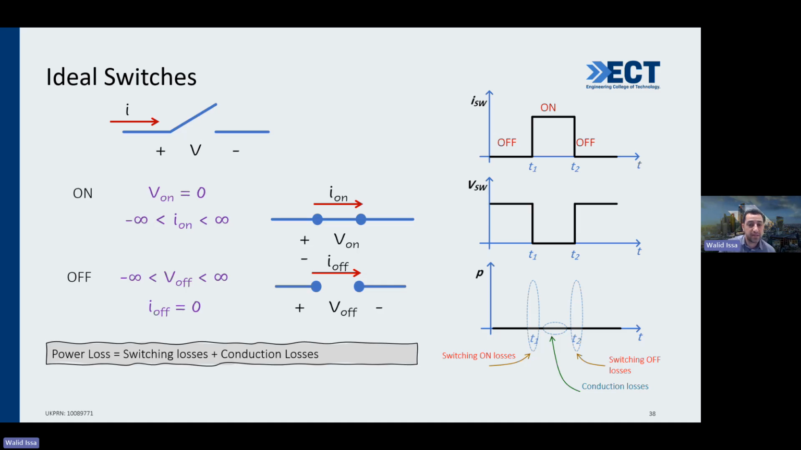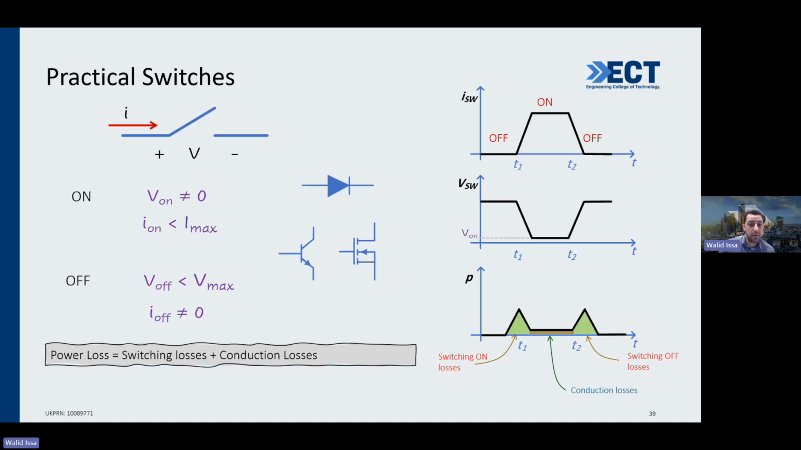But what about the practical one? Just before we go to practical, we have two types of losses. We have conduction losses, which is the middle point here, and it's 0. And we have the transitional or switching losses, which is 0 as well here. What about the practical switch?